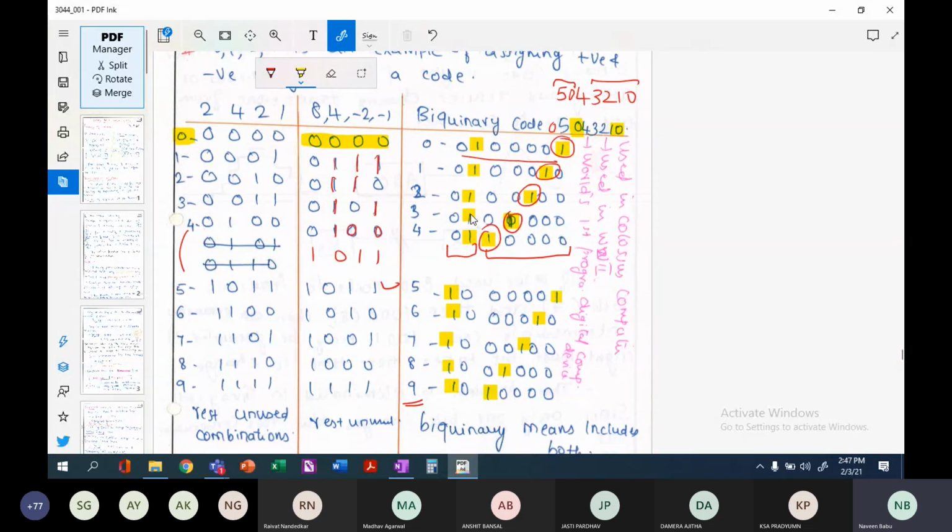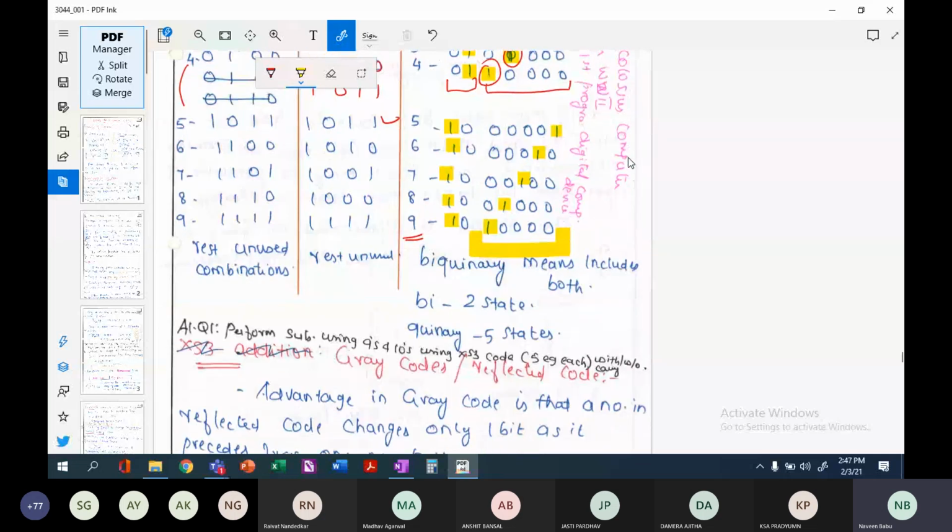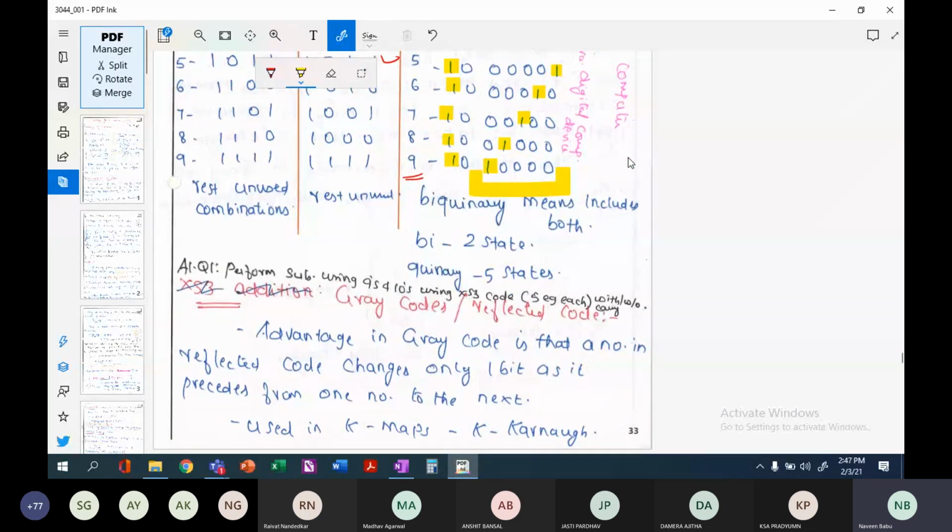Quinary means it is 5 states. Hence, it is called biquinary states. Likewise, as an exercise, you can perform your own subtraction using 9's complement and 10's complement using XS3 code. During the physical classes, I used to give it as an assignment, but I don't want to trouble you with multiple assignments. You can also perform XS3 code using 9's and 10's complement, though we did not do the example there.